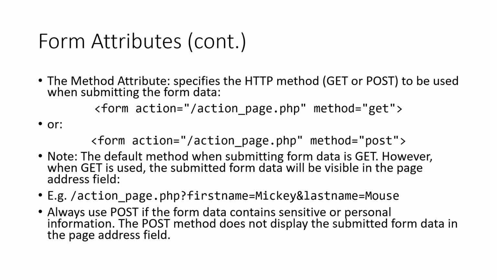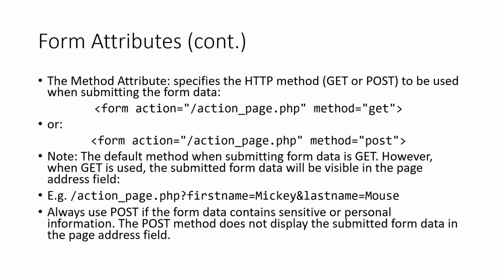Now, I told you there's a method attribute. The method attribute is again important when you're processing your form. What happens with the method attribute is that it specifies how information should be sent to the server. As you can see here, there are two methods. We can use get and post, right?